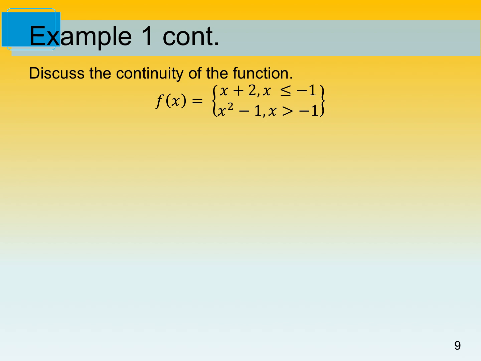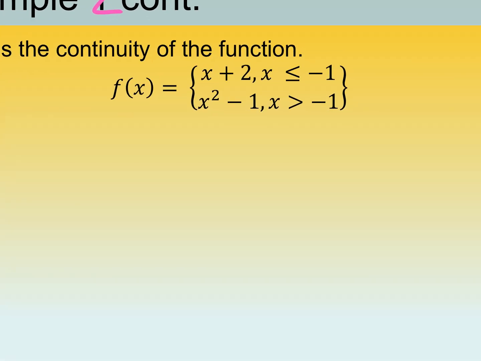Let's look at, we'll call this example 2 because it's a different example. So we're doing the same thing here. We're discussing the continuity of the function. So let's graph it. We're going to graph both pieces of our piecewise function. So for my first piece, what's the shape of this going to be? A line. It's in the form of y equals mx plus b, so it'll be a line.